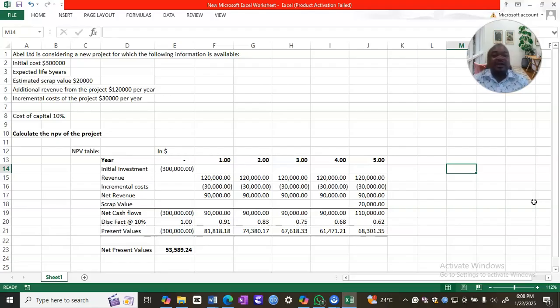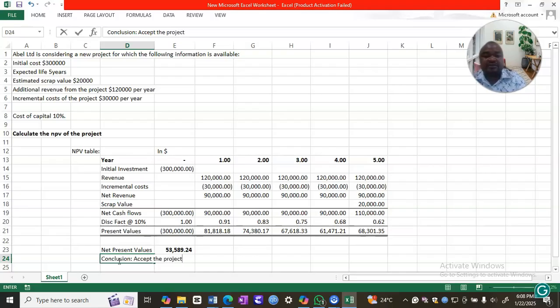But before I go, you can see that the NPV is positive. So therefore, conclusion, we must accept the project. The NPV is positive, therefore let us accept the project. It is worthwhile. All right, thank you very much.